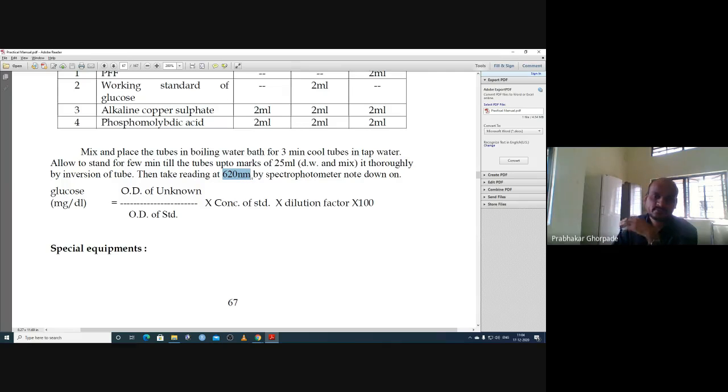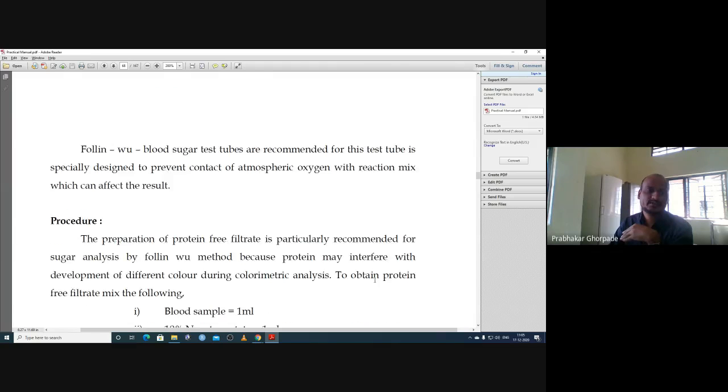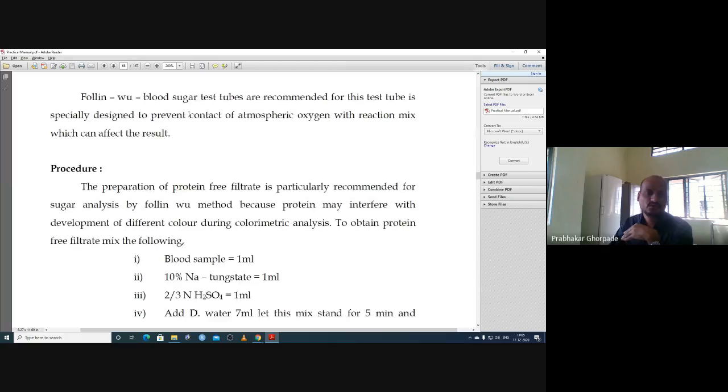So for this Folin Wu method, we are using a wavelength of 620 nanometer. For the previous method, we used 505 nanometer. The glucose concentration in milligram per deciliter is again given by the formula: OD of unknown divided by OD of standard, multiplied by concentration of standard, multiplied by dilution factor, multiplied by 100.